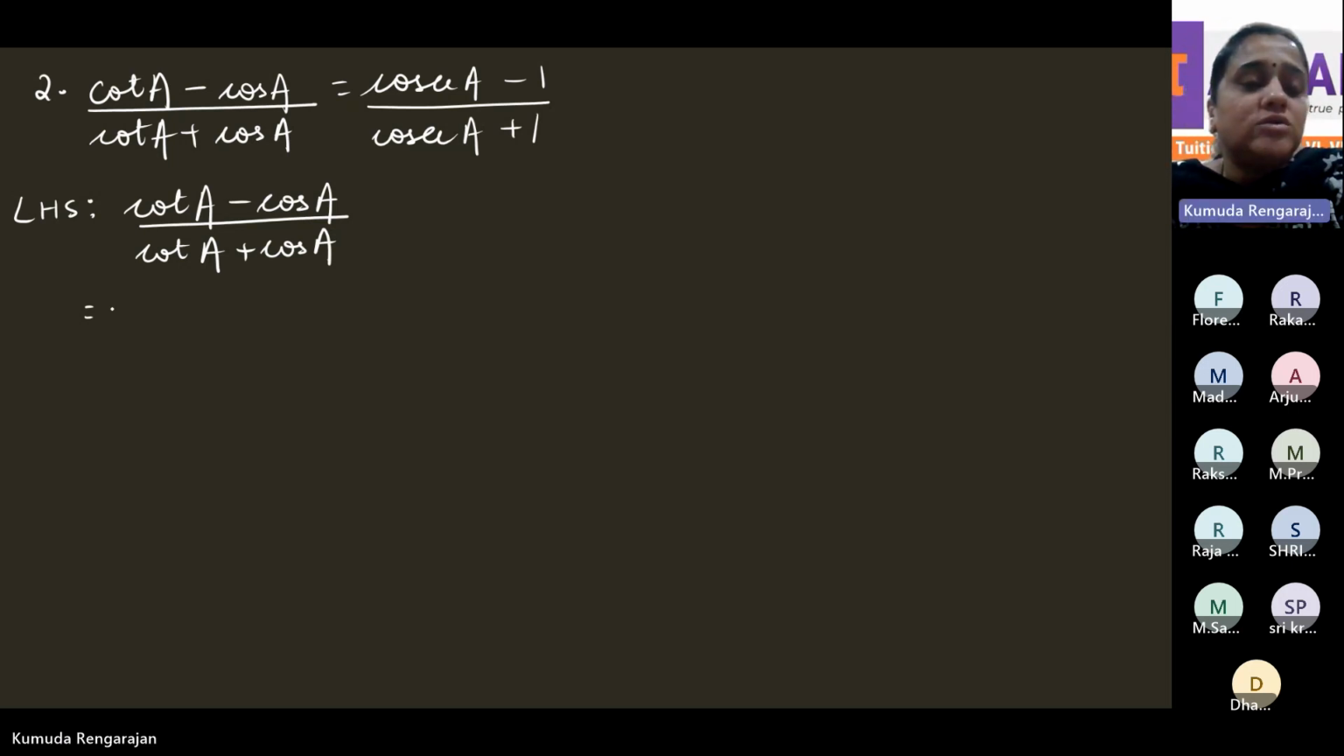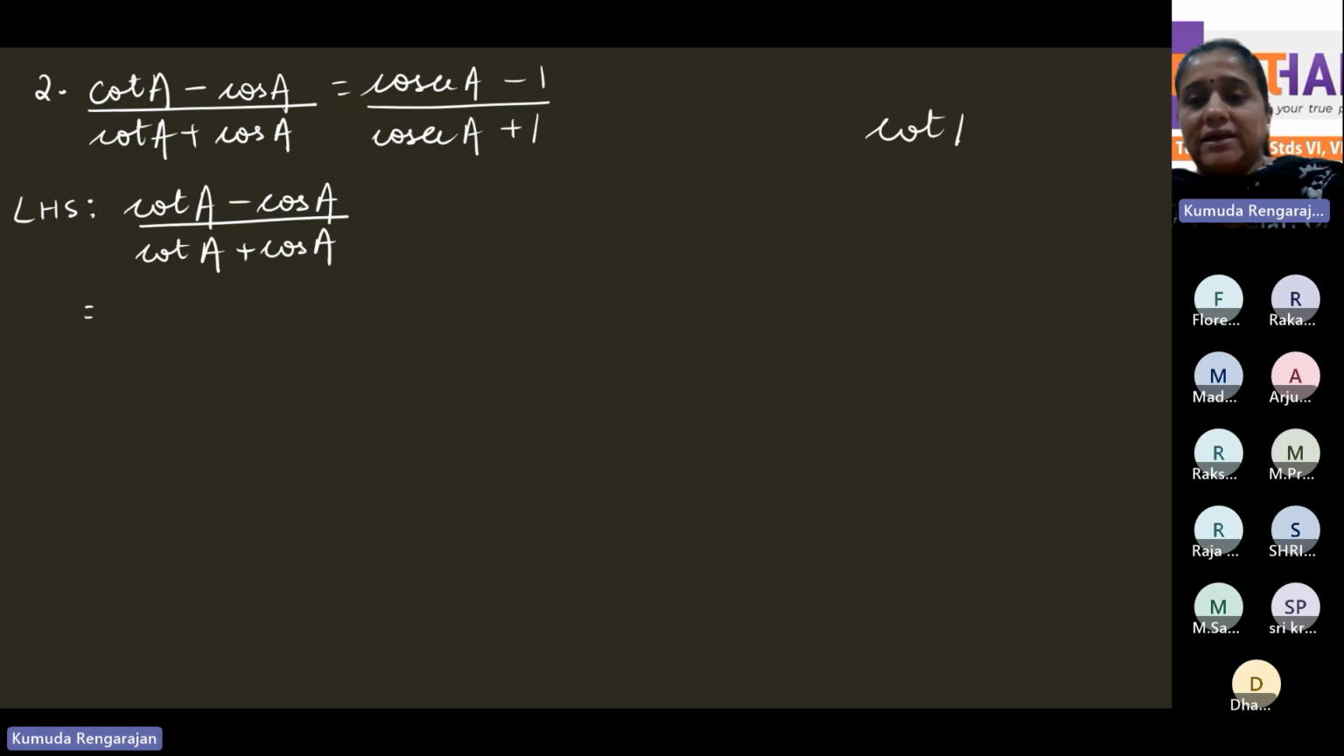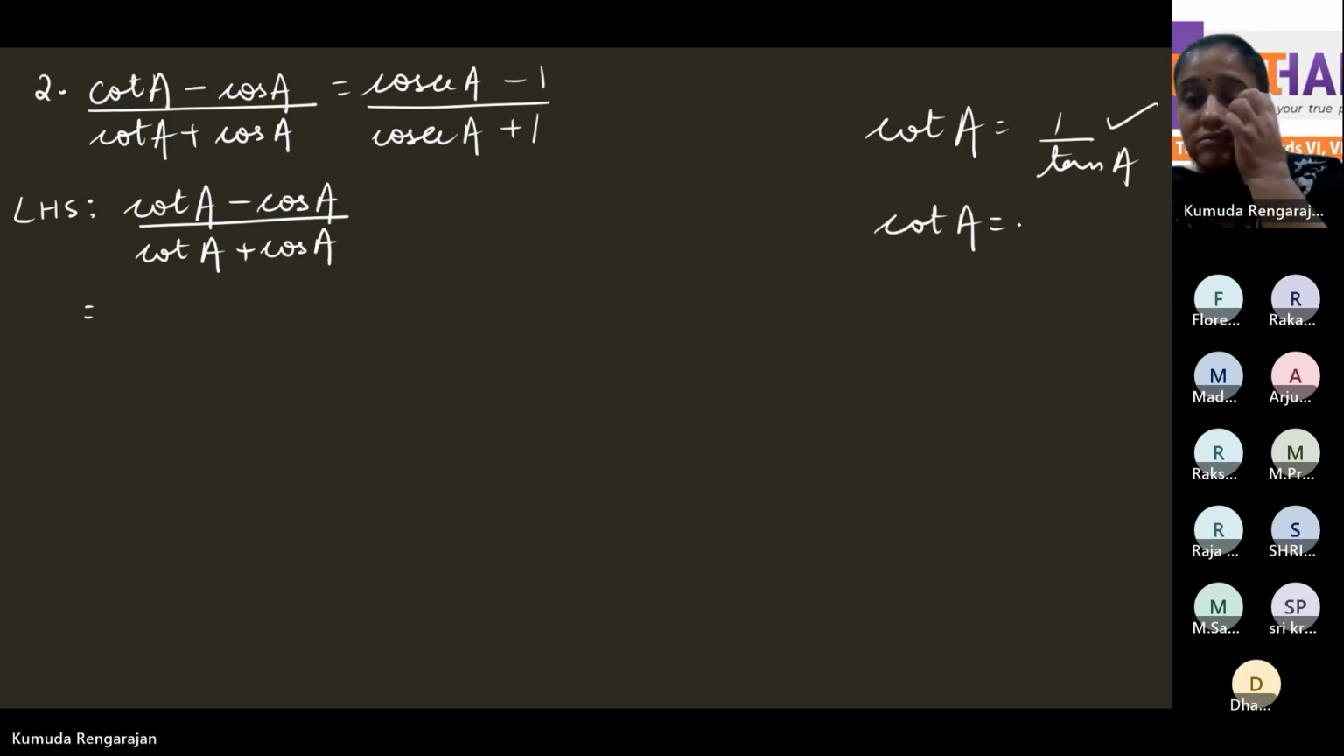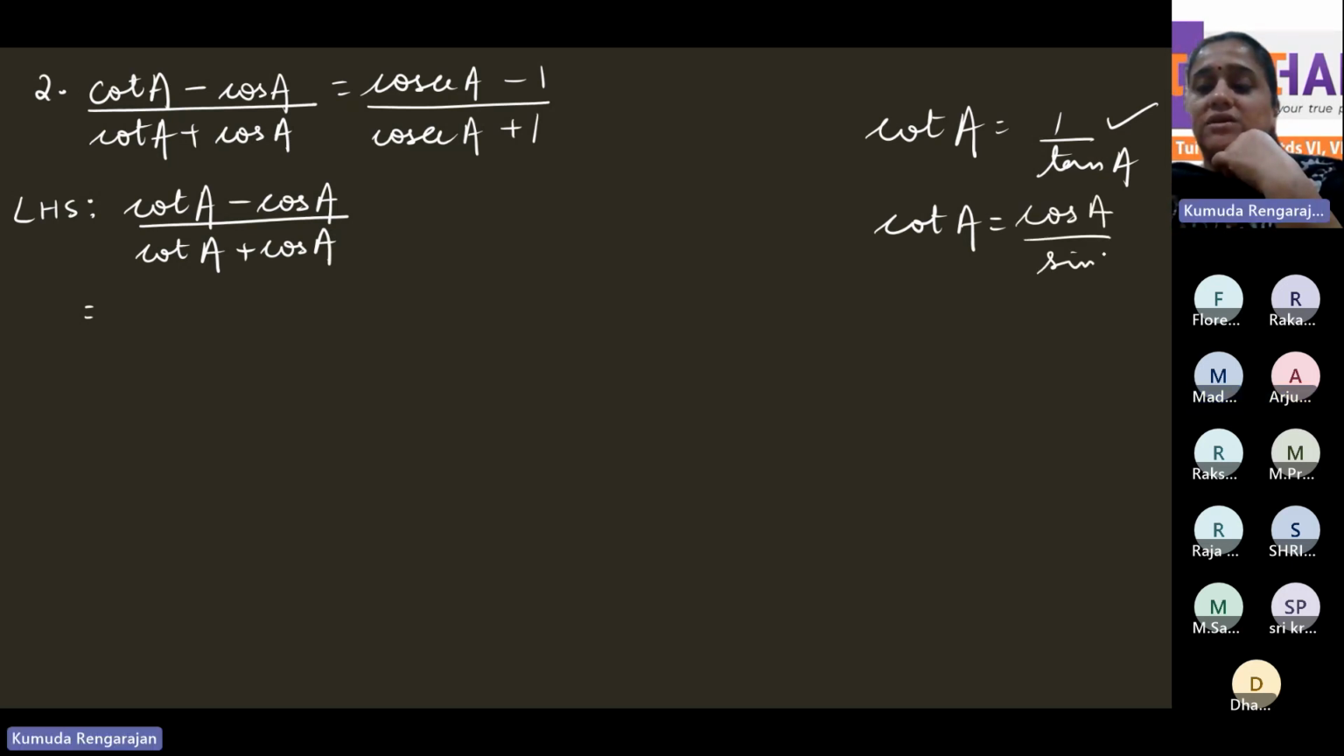Okay. So take up the LHS. Now you know the rule. So tell me what should be the next step? To change the ratios of cot. Correct. So how do you write cot? Cot A is also 1 by tan A. No, this is correct, but this is preferred: cot A is equal to what? Cos A by sin A. This is preferred.